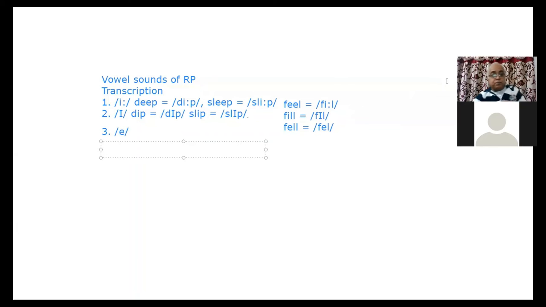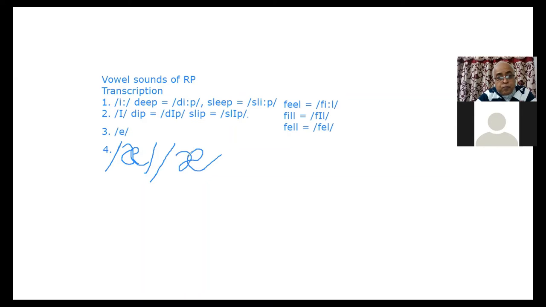So we have the fourth vowel. Vowel number 4. What you can do is, either you can write like the one I'd shown earlier, either you can write like this, or you can write like this, something like an X.